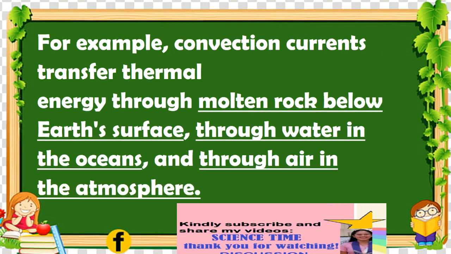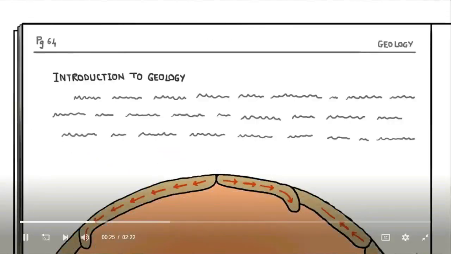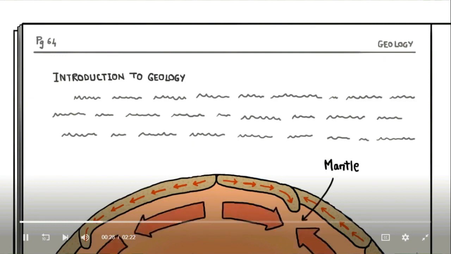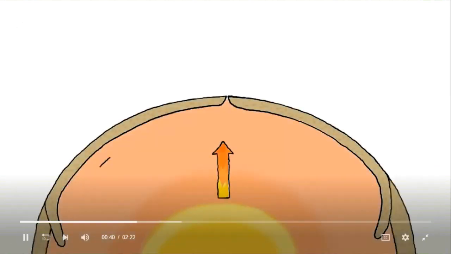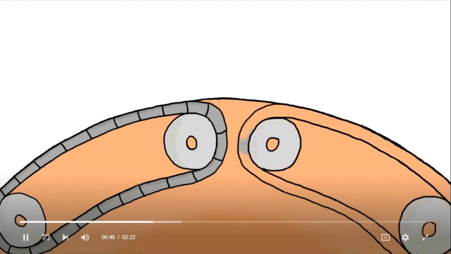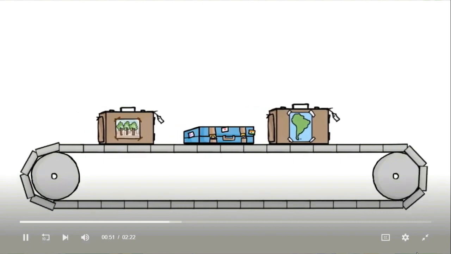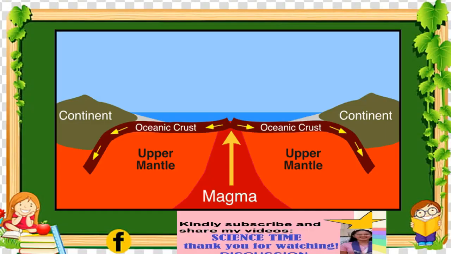For example, convection currents transfer thermal energy through molten rock below Earth's surface, through water in the oceans, and through air in the atmosphere. This is exactly what happens in the Earth's mantle. The hot, less dense rising material spreads out as it reaches the upper mantle, causing upward and sideward forces. These forces lift and split the lithosphere at divergent plate boundaries. The hot magma flows out of the mantle and cools down to form the new ocean crust.